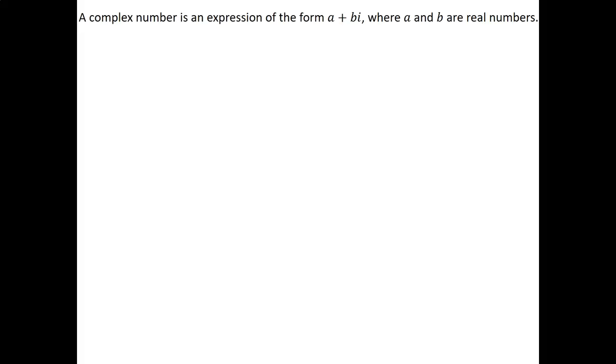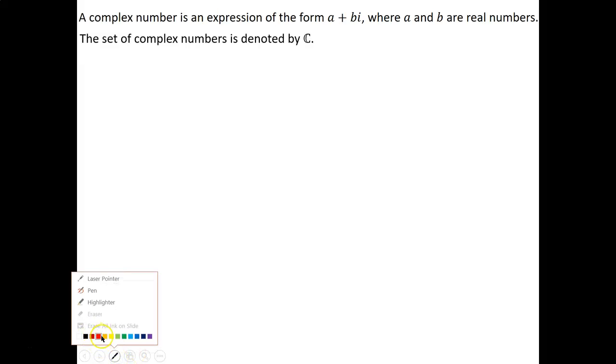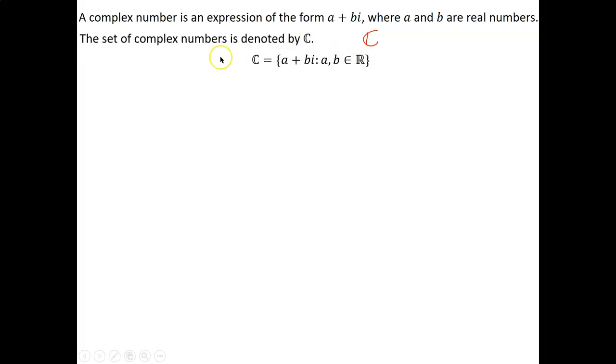So let's have a look at just formalising this slightly. So a complex number is an expression of the form a plus bi where a and b are real numbers. The set of complex numbers is denoted by the double C. When you are writing this, draw a C, put a line on it. And this is how we can write it in set notation.